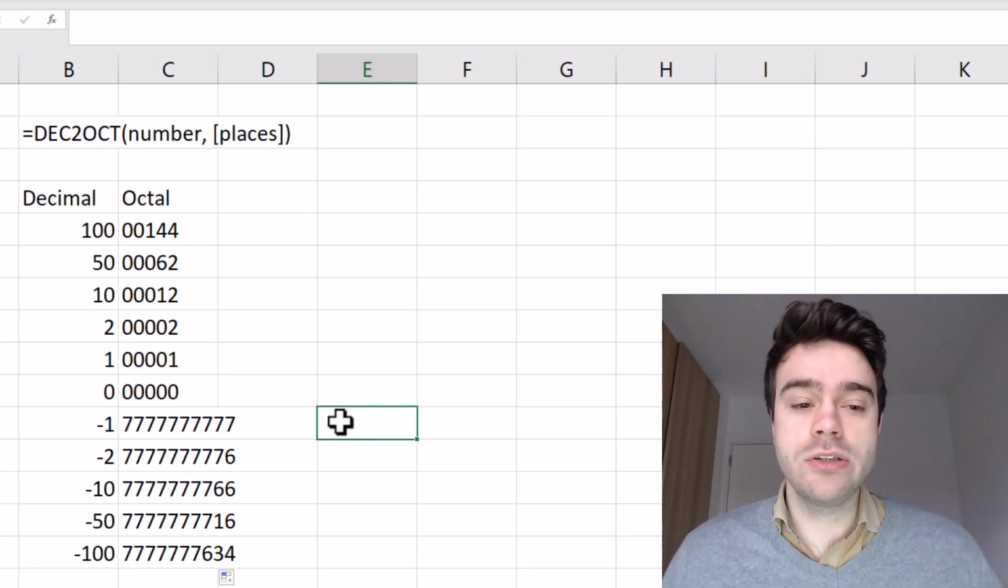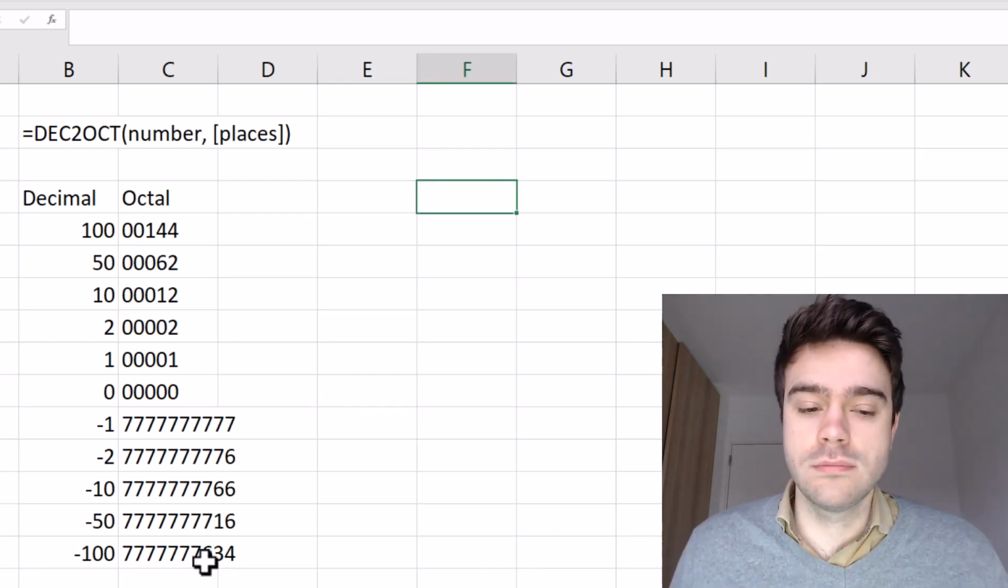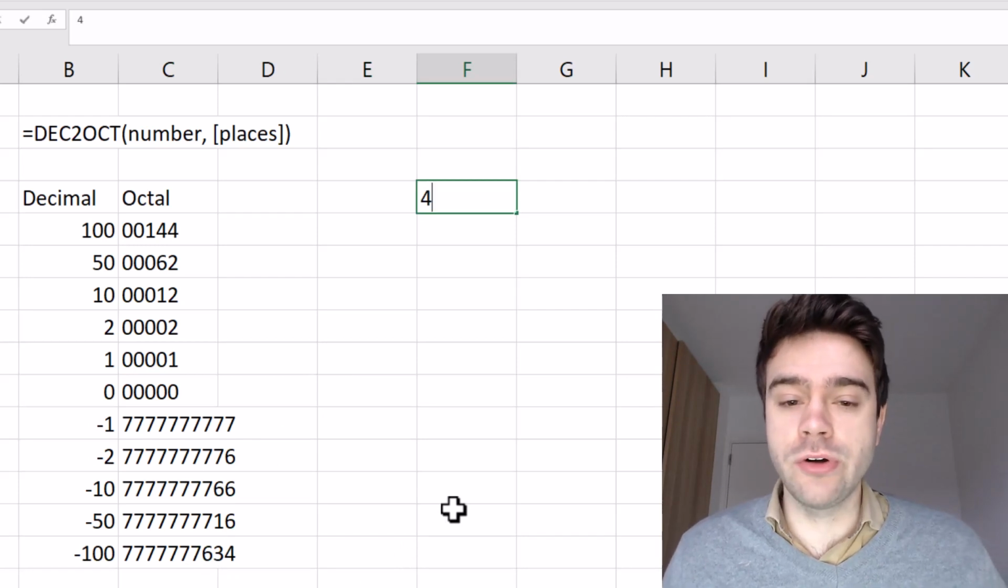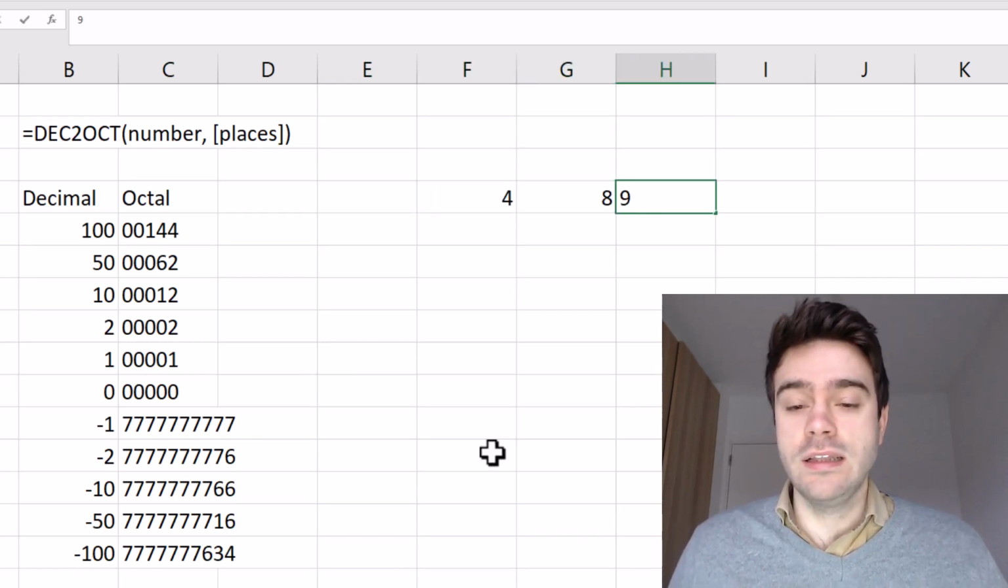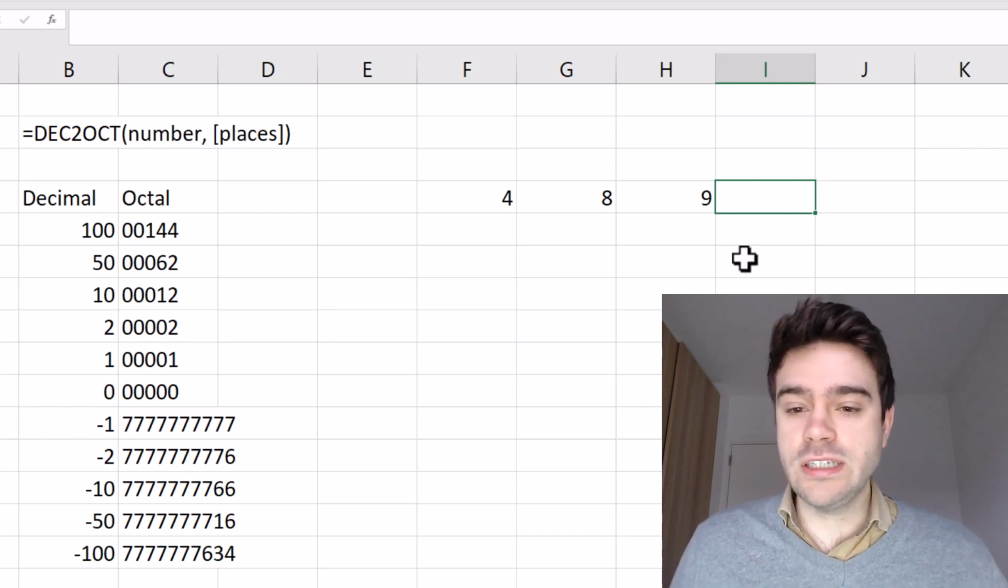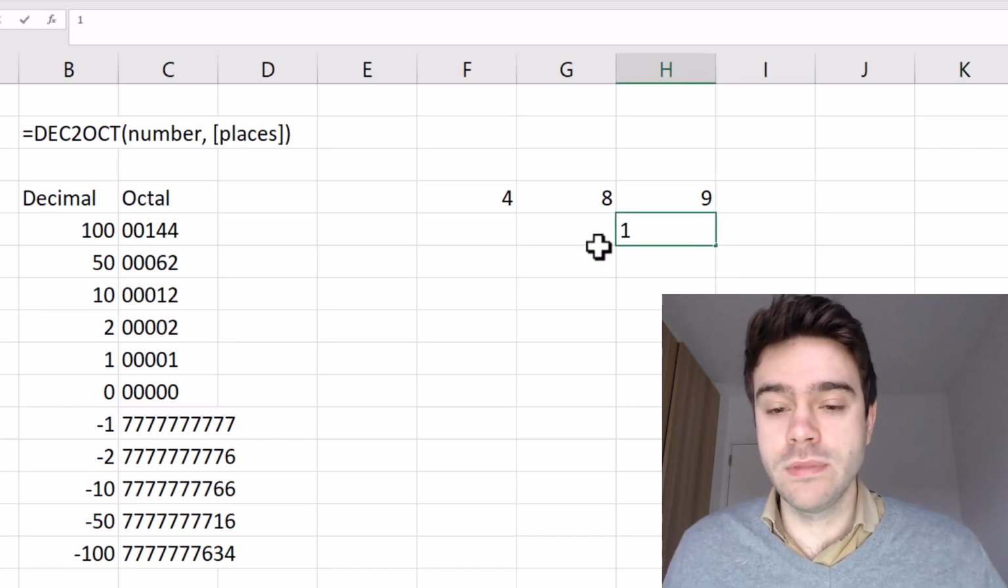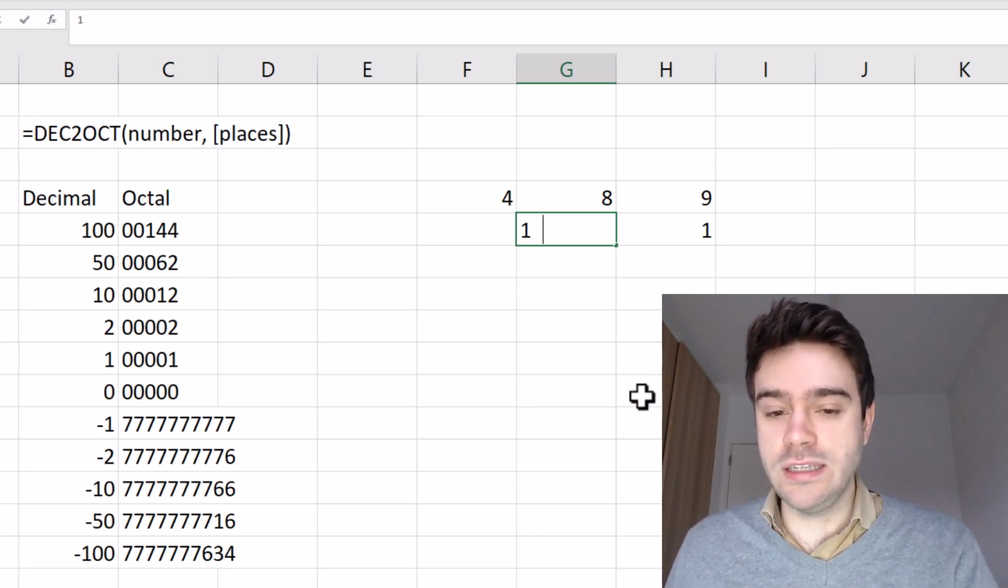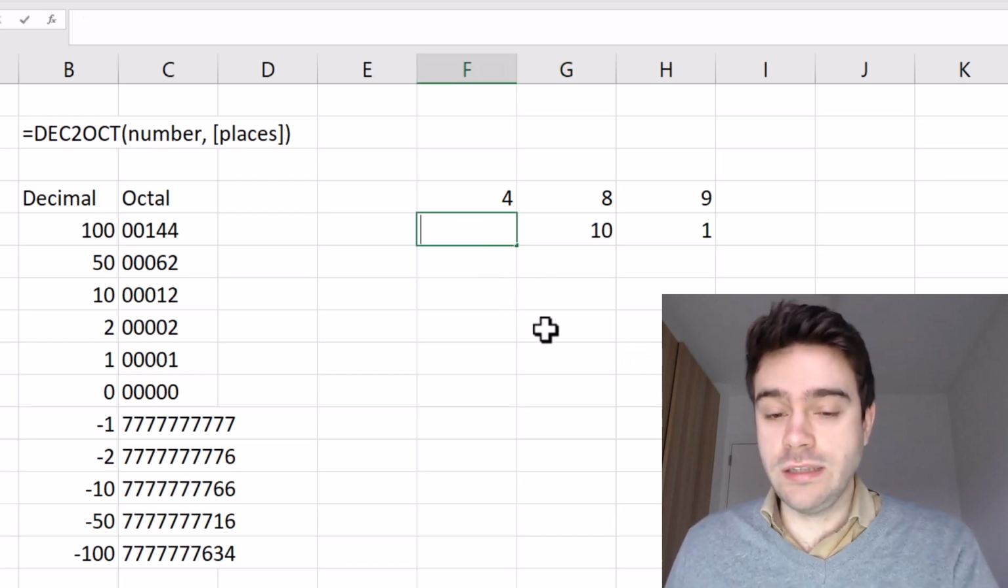Now, to get a better understanding of how the octal number system works, let's first take a look at how the decimal number system works. So let's say we have the number 489. This number consists of 3 digits, 489. The first digit has a weight of 1, the second digit has a weight of 10, and the third digit has a weight of 100.